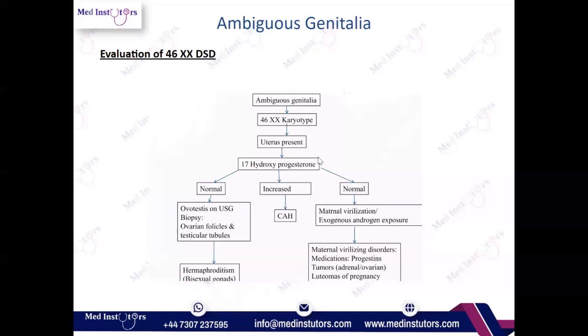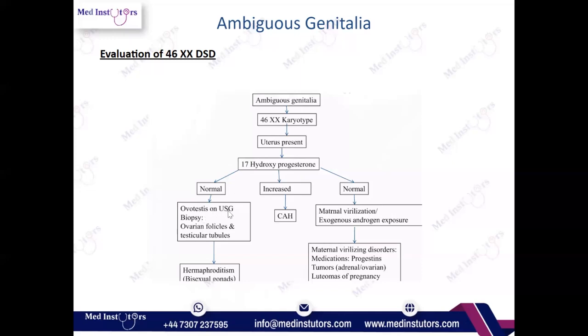Now you have ordered this investigation. It may come back normal. It may come back increased. So what happens if it came back increased? That confirms your diagnosis of congenital adrenal hyperplasia. This topic is done. If that came back normal, then you need to find out further things because you already ruled out congenital adrenal hyperplasia. So what would be your next step?